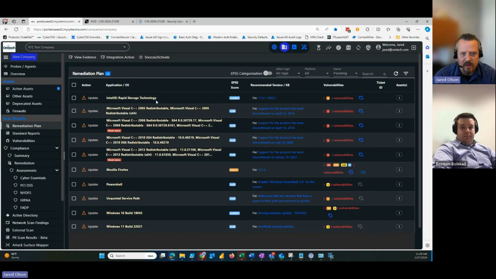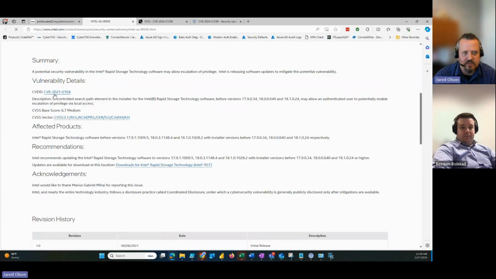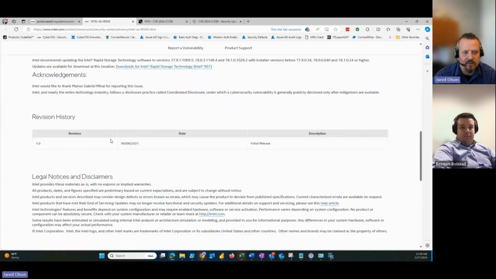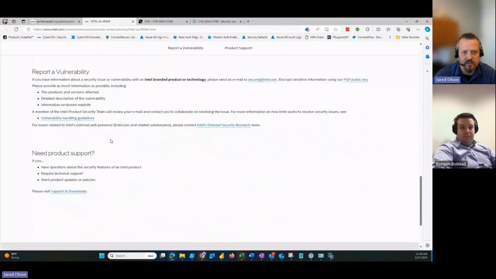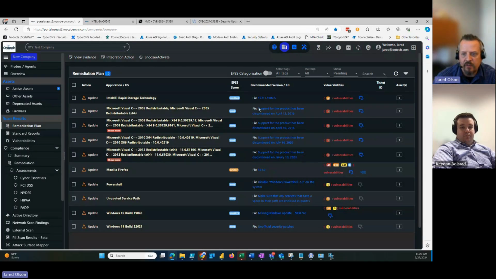So this Intel Rapid Storage Technology links directly to the fix, describes the vulnerability in detail, and then gives you what versions you need to be able to fix that issue. So it gives you a recommendation. They recommend updating this software, gives you the versions, and explains that. And then right here, it gives you the link to the download for resolving those vulnerabilities with the Intel Rapid Storage. Same thing for all these other ones.